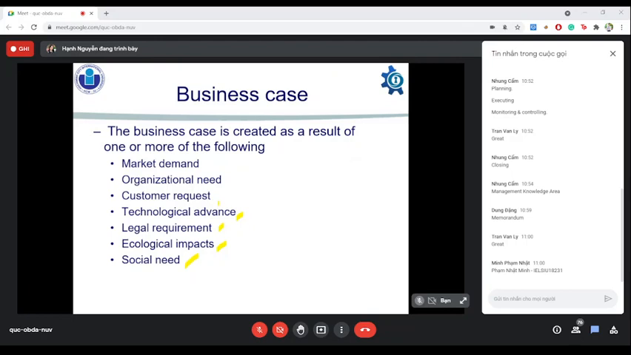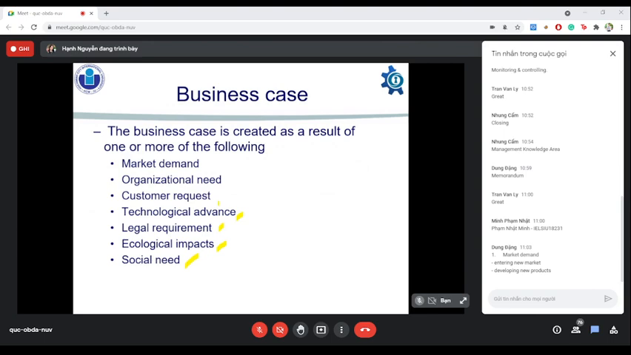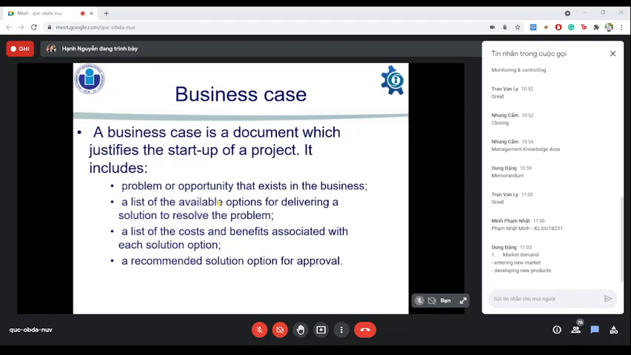But I will give you just one example of market demand. For example, you are a new startup company and you want to enter a new market, right? Or you are a current company and you want to bring out a new product into the market, but you worry, is it profitable or not? So we have the business case to make analysis, to do some comparisons, to make sure that in the end, our business case helps us bring out profit or is beneficial to the company. That's it.